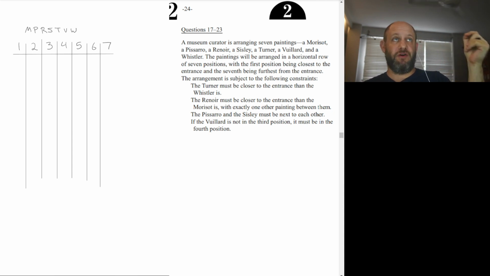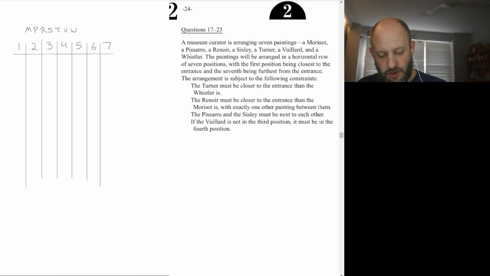So first, T is closer to the entrance than W. Remember, closer means closer to 1. That's what we determined. So T is closer than W. That means they're going to be in this order, and we will represent it like that. That's how I represent it. I know other people have other notations for it. That's fine as long as your notations are consistent.